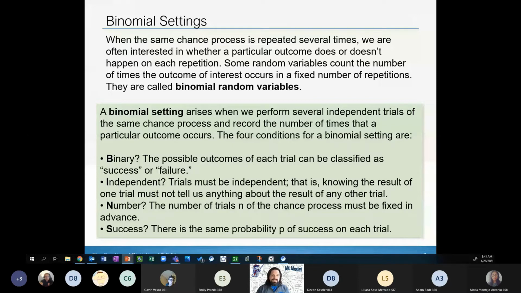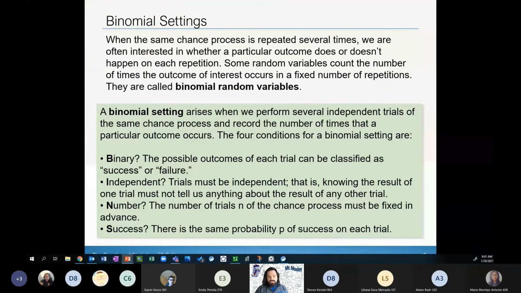Success. There is the same probability P of success on each trial. Right? Again, this ties into independence, right? Pretty much the only way that we can have the same probability of success on each trial is if those trials are independent, right? That is part of the reason why we have this independence condition.